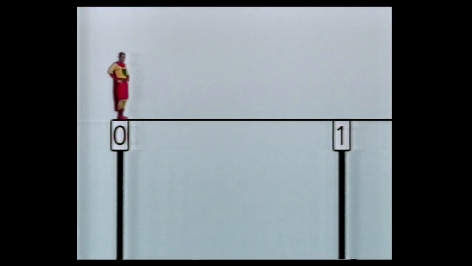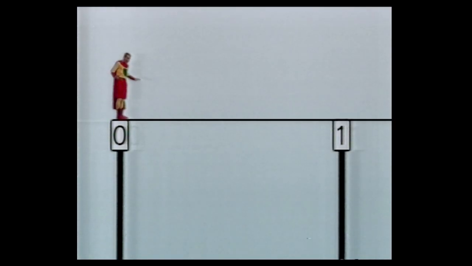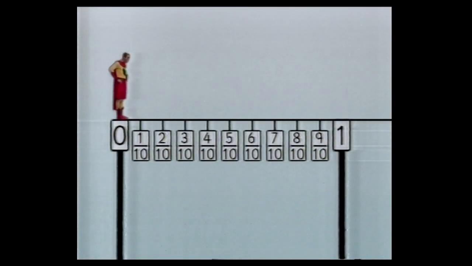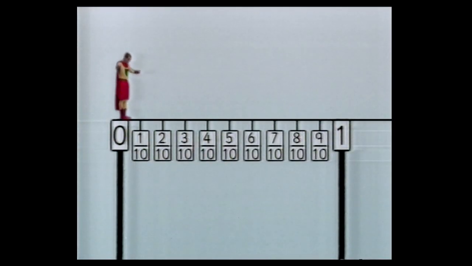Do you remember learning about tenths? Yes, watch. 1/10, 2/10, 3/10, 4/10, 5/10, 6/10, 7/10, 8/10, 9/10, and 1 or 10/10. Very good. Now, decimal fractions are just like tenths. It's just we write them down in a different way. Now, this time, I want you to walk the tightrope and watch how we write decimal fractions. Come on, off you go.